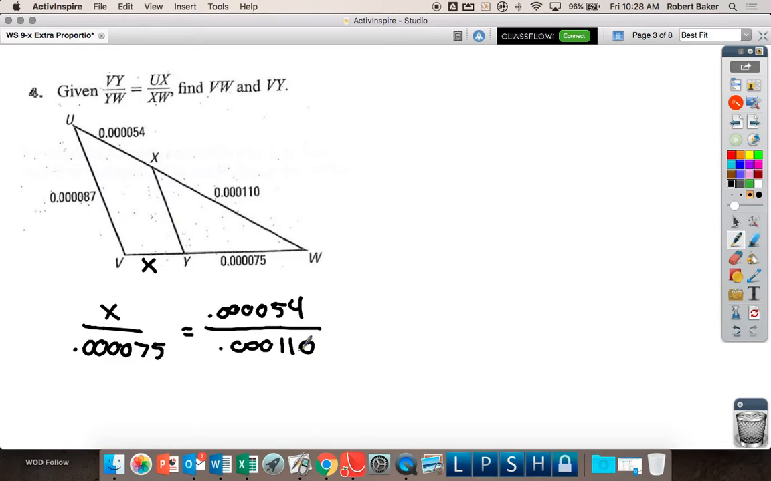So how do you want to do this? Cross multiply. What do you say? Calculator. If you're going to use a calculator, you multiply these two numbers and then divide by this number. So we're going to multiply these two and then divide by this one. I'll let you math that in your calculator and see if you got the right answer.